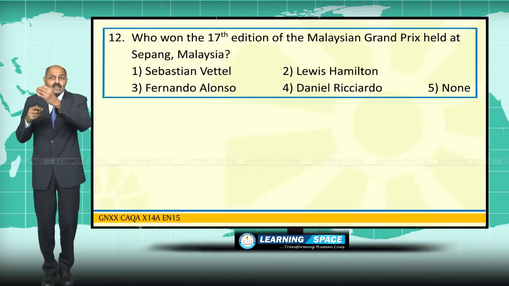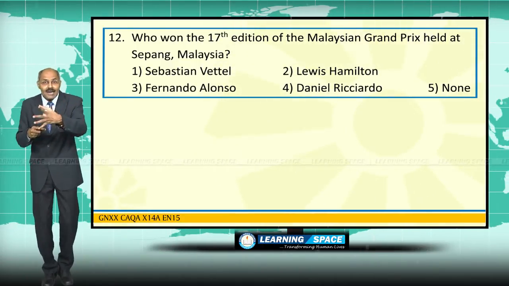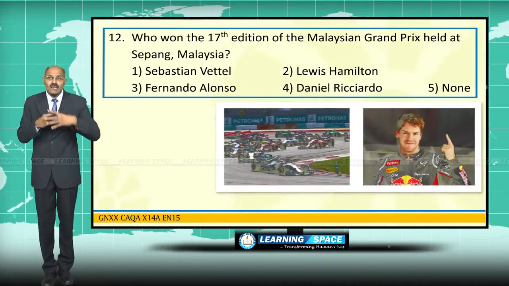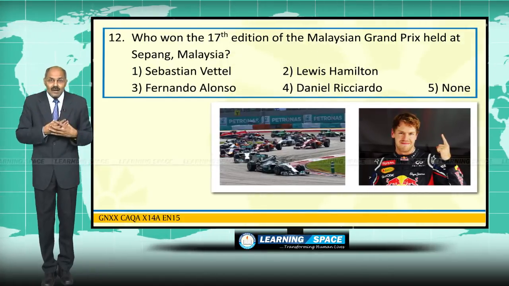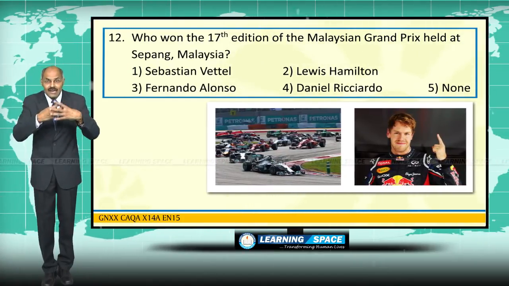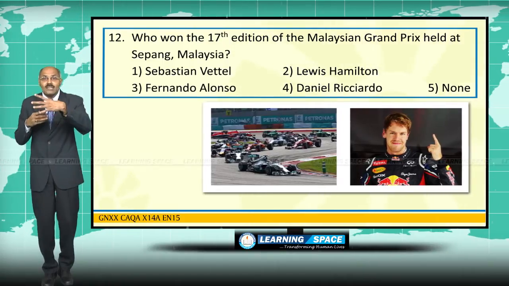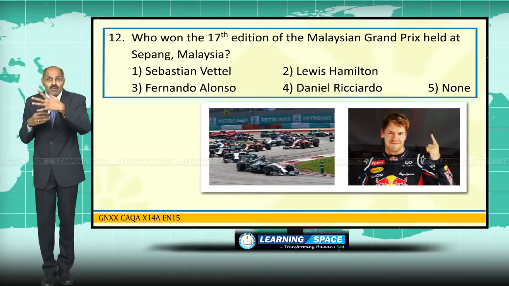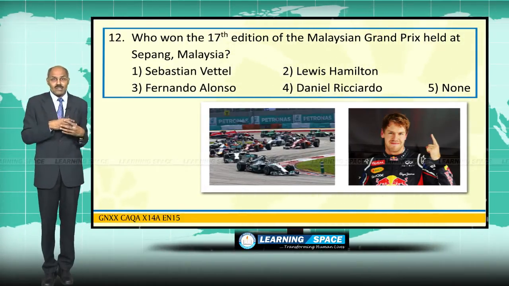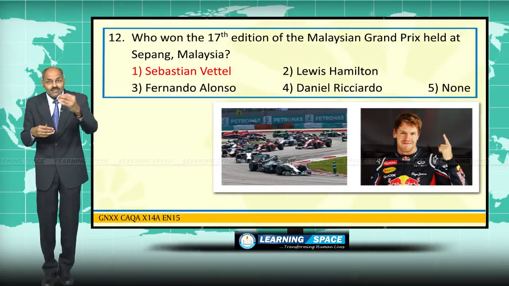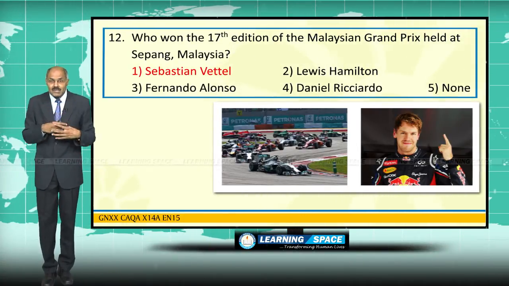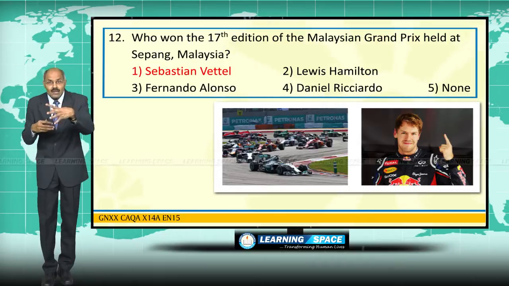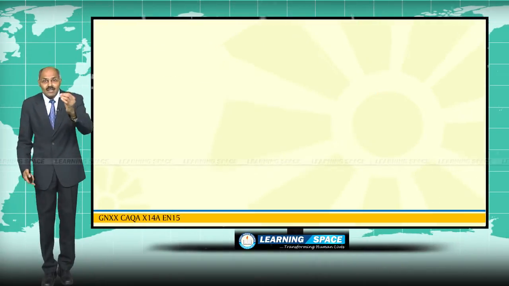Who won the 17th edition of the Malaysian Grand Prix held at Sepang in Malaysia? What is this Malaysian Grand Prix? This is nothing but car racing, where cars will race up to 360 kilometers per hour. And recently, in the 17th edition of the Malaysian Grand Prix held at Sepang in Malaysia, Sebastian Vettel in his Ferrari won the tournament. Please don't forget. Look into the next one.